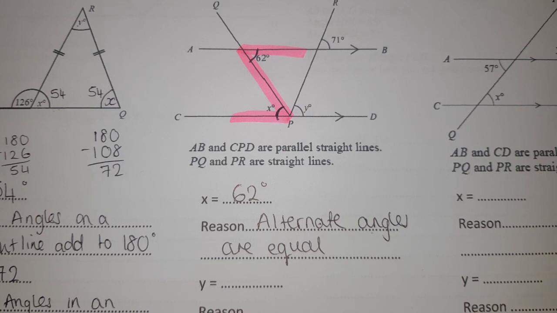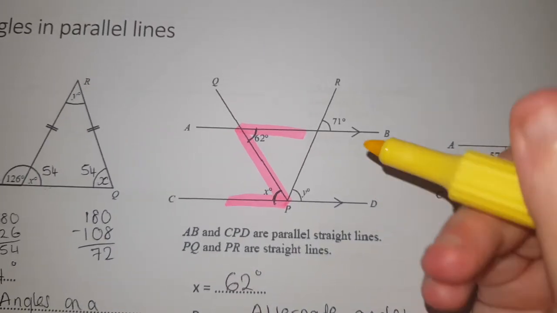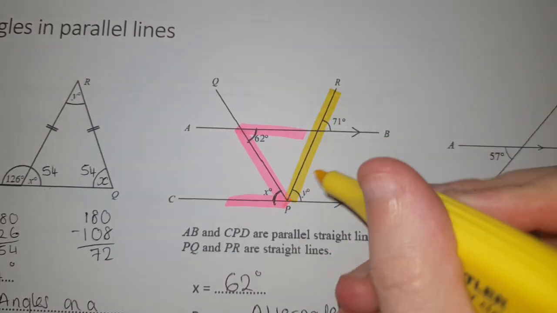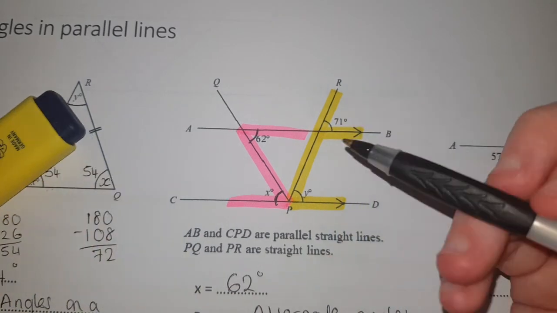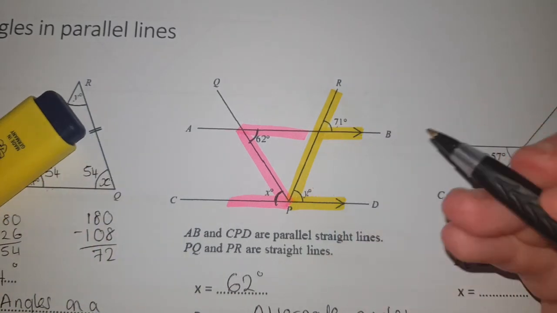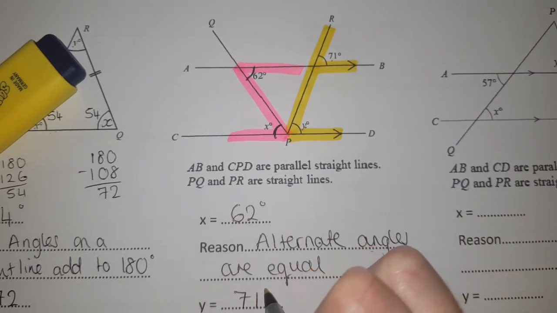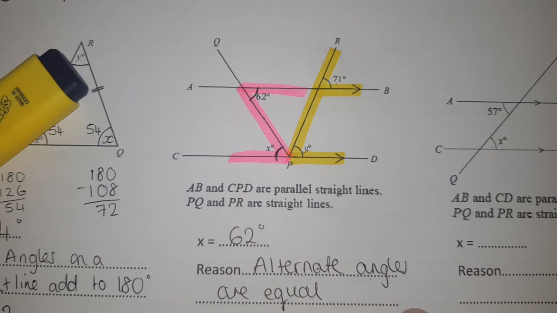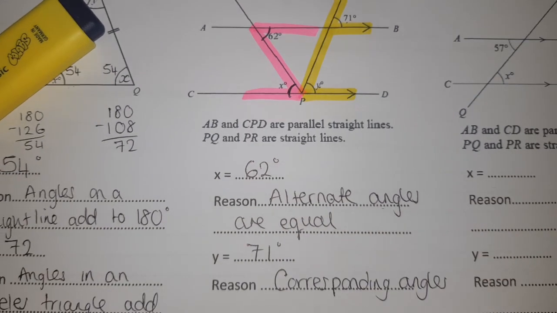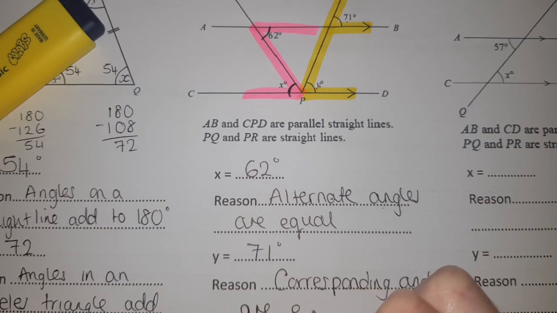Okay, and then, sorry if I just grab a different coloured highlighter. There you go. On the next one, what I could do is an upside down F. That tells me that these two angles are the same. So angle Y is 71 degrees. And for the F, the correct terminology is corresponding angles. So you put corresponding angles. And again, that's not enough for a reason on its own. You have to put are equal.